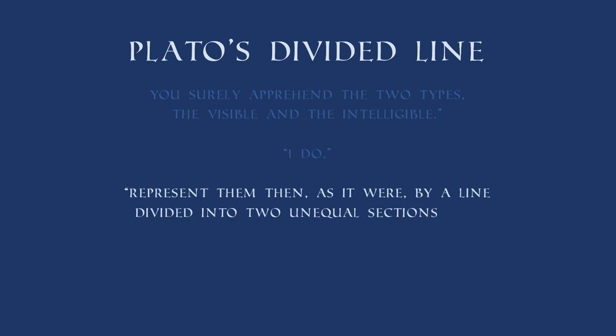Represent them then, as it were, by a line divided into two unequal sections. Now, of course, there's many different ways of dividing a line into two unequal sections, but there is a certain suggestion that what he's alluding to here, to a certain degree, is the golden ratio. Now, interestingly, there's work being done on this where it's been pointed out that these sentences that you're reading actually happen at the golden section of the Republic.